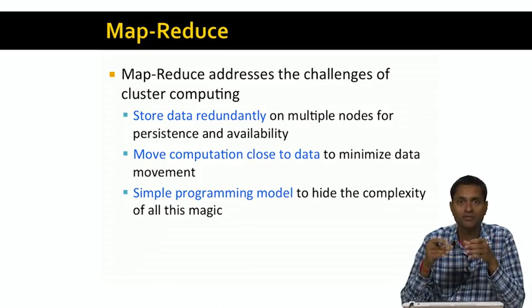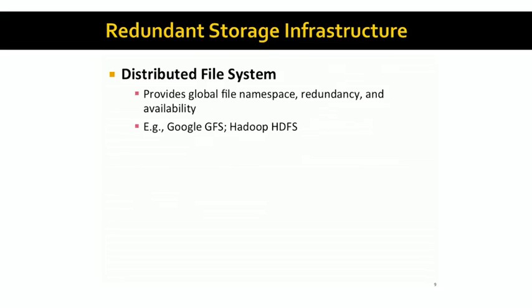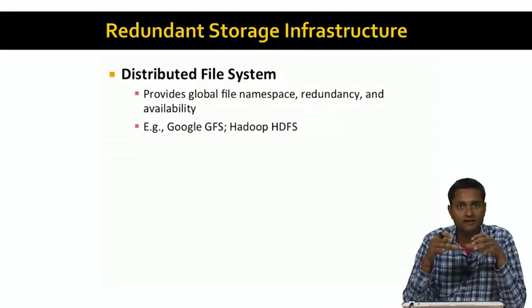The second problem that we saw was one of network bottlenecks. And this happens when you move around data a lot. What the MapReduce model does is that it moves the computation close to the data and avoids copying data around the network. And this minimizes the network bottleneck problem. And thirdly, the MapReduce model also provides a very simple programming model that hides the complexity of all the underlying magic. So let's look at each of these pieces in turn.